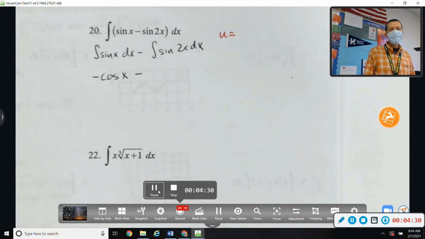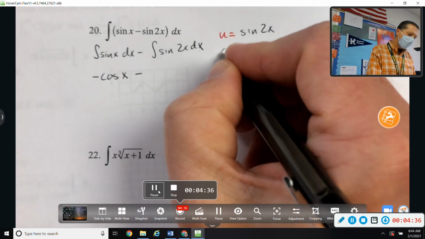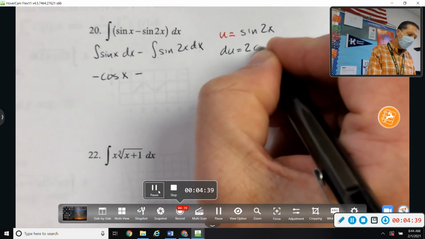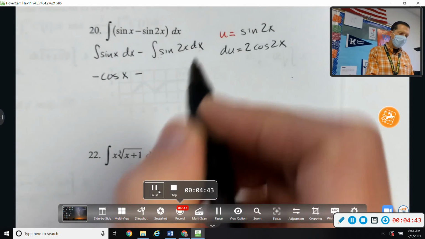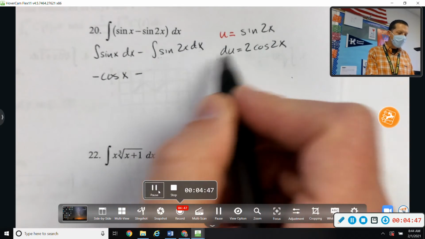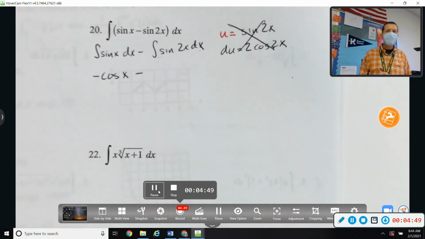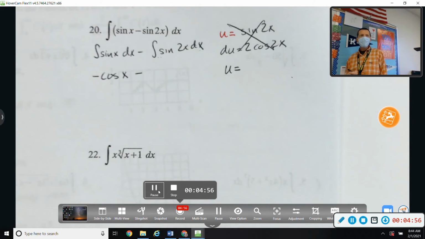Sine 2x. Okay, if I make it sine 2x, then du is 2 cosine 2x. And that's not perfect because I don't have a cosine in there. So that's fine for u, but then du is a problem, so I can't use that one. So let's back up and not let u be so much stuff. It can't be just sine because that doesn't even have an x in it. So let's do 2x.